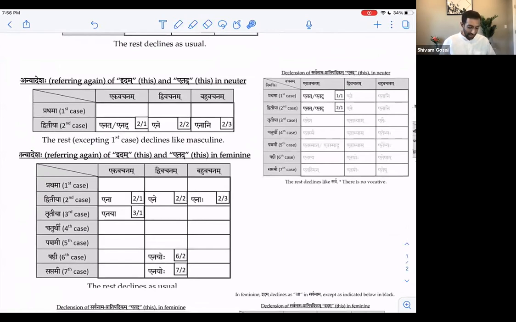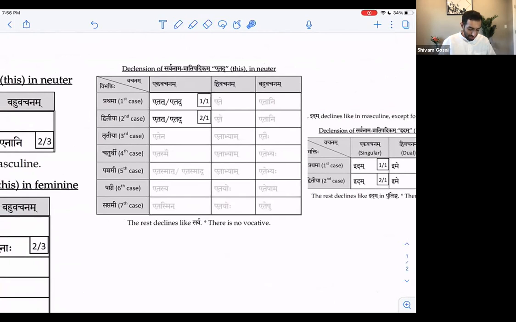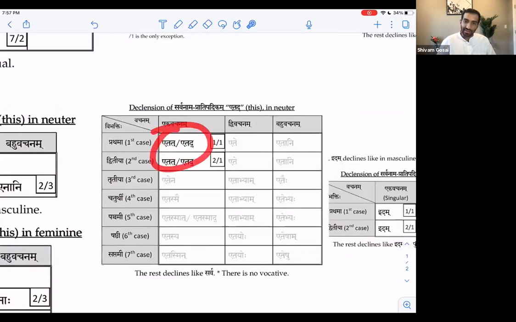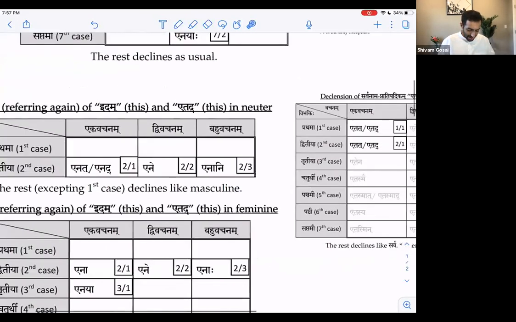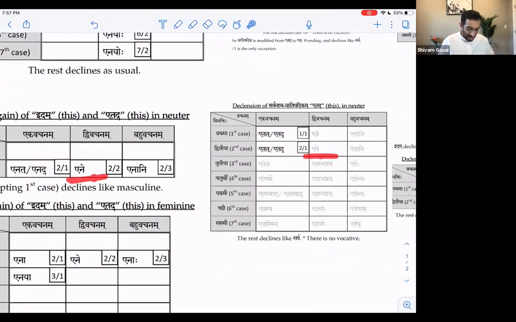Now here's idam and etad in neuter. We'll look at the cases that are relevant. Etad: this chart of etad is the same as masculine, just these first two are different. Instead of eshaha, you have etat or etad. Remember, we just replaced that dakara with nakara. We decline like ena. So instead of etat or etad, we have enat or enad. And instead of ete, we have ene. And then etani, enani.